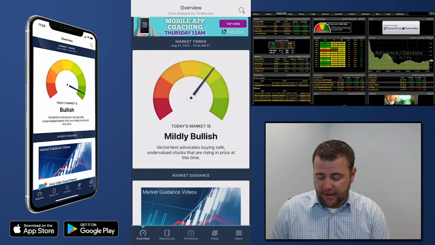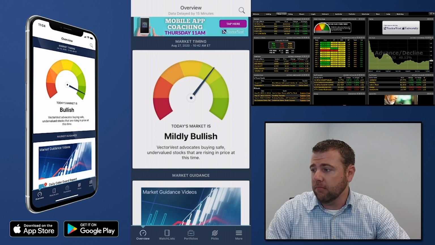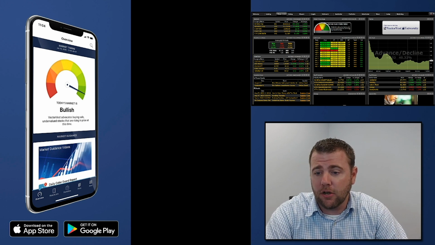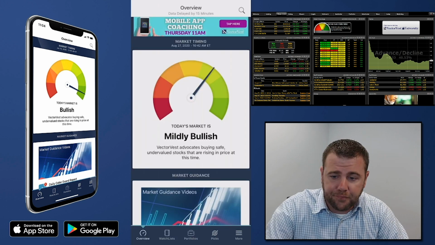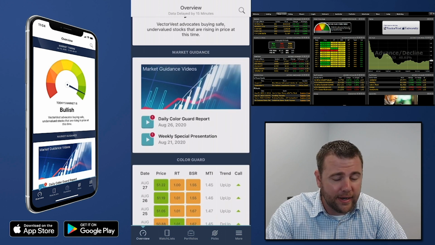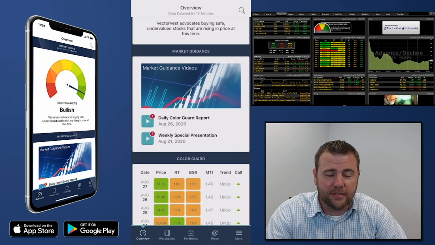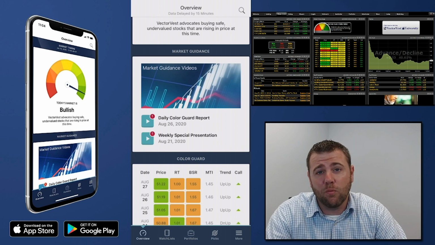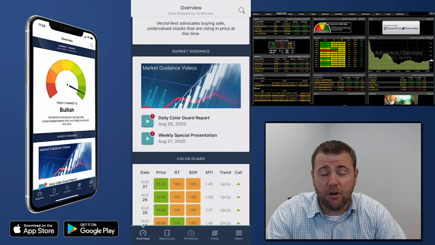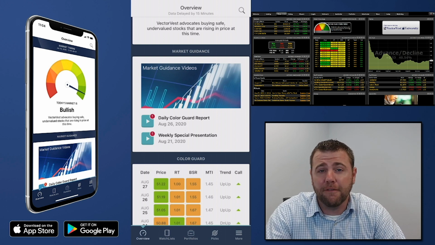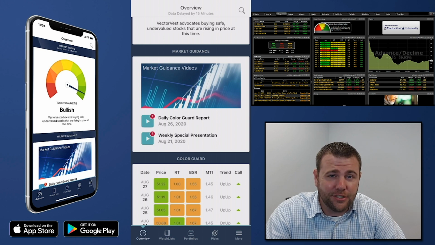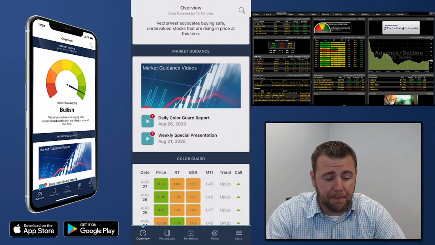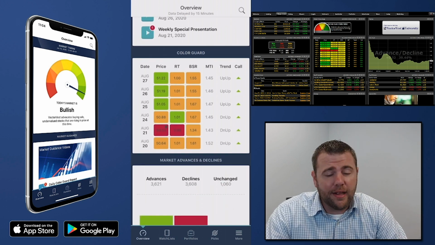So as you can see right now, the market is one tick into the green. Therefore, we're mildly bullish, and VectorVest advocates buying safe, undervalued stocks that are rising in price at this time. As always, we have the market guidance videos. If you aren't watching these on a nightly basis, I highly recommend you do so. This is where you can get some real insight on what's going on in the market, what to expect for tomorrow, what news you need to be aware of, and how to prepare yourself for the following trading day. In essence, just simply watching this video will make sure you never get caught off guard by anything that's going on in the market. Then as we scroll down, take a look at the color guard.